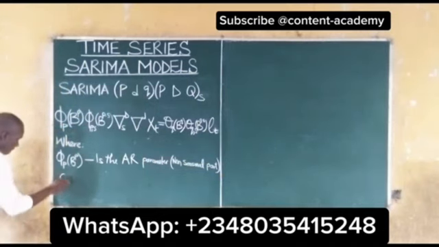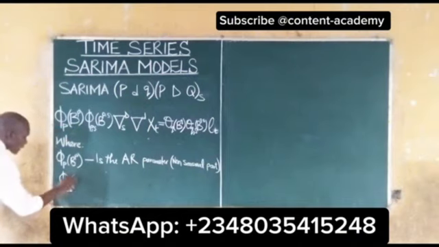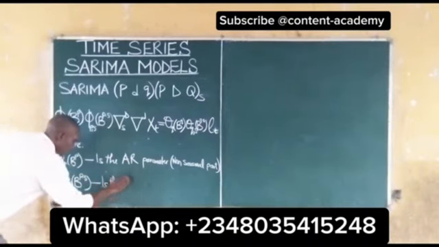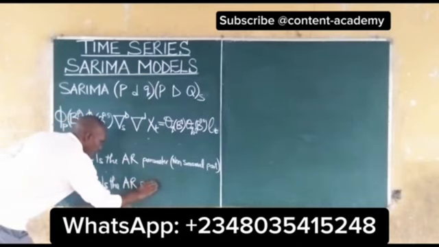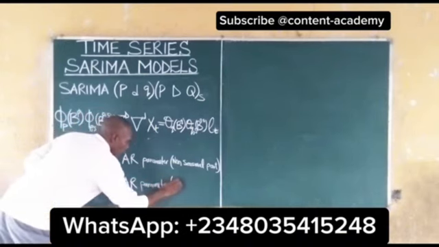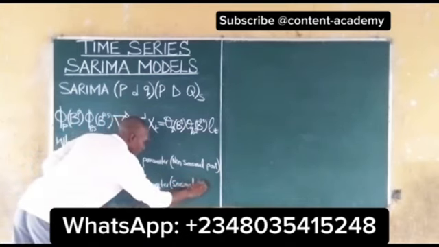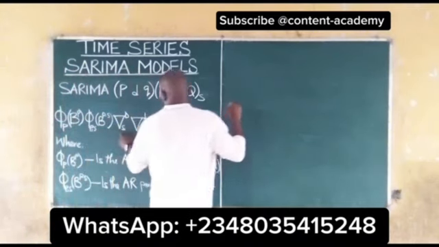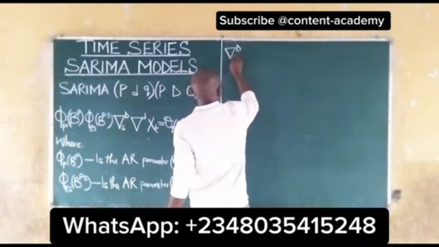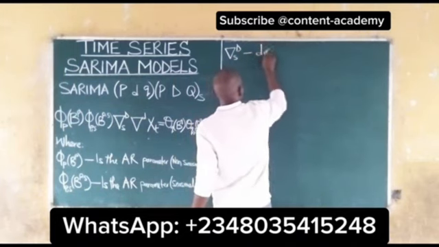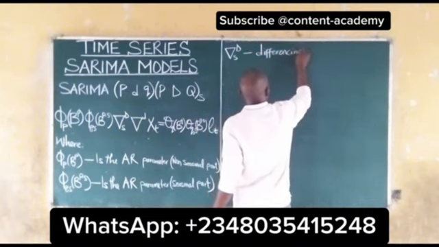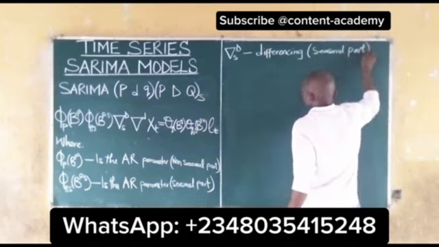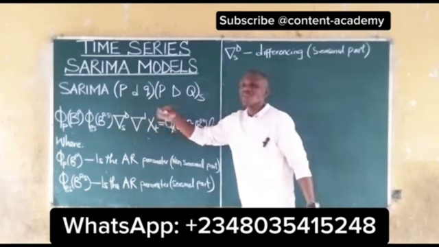We also have the term that has the seasonal part, P multiplied by S, which is the autoregressive parameter with seasonal part. We also have this, which is called the differential, seasonal part. Now, we also have this. It's also differential, but the non-seasonal part.